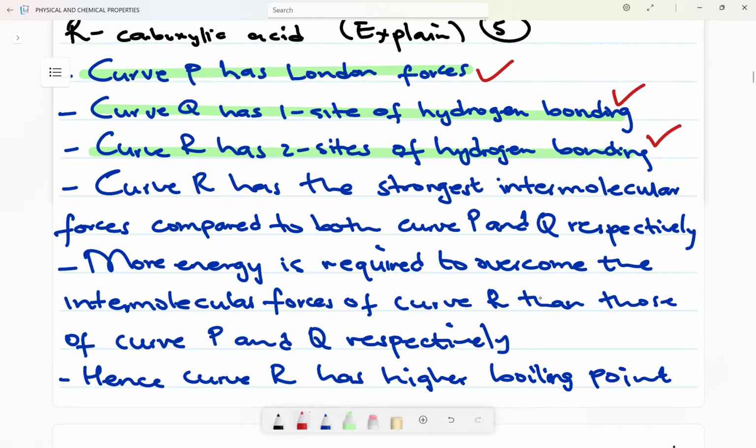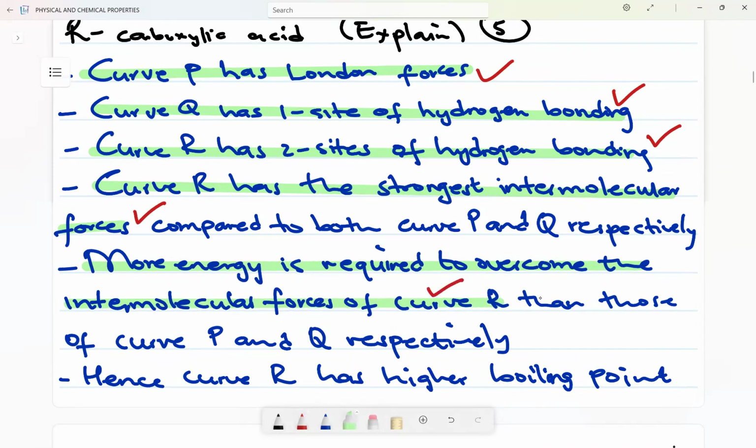Okay, now telling us, curve R has the strongest intermolecular forces. Even if you end here, your mark is here. Then, if the intermolecular forces are stronger, there will be more energy required to overcome the intermolecular forces of curve R. Okay, then this is your mark.